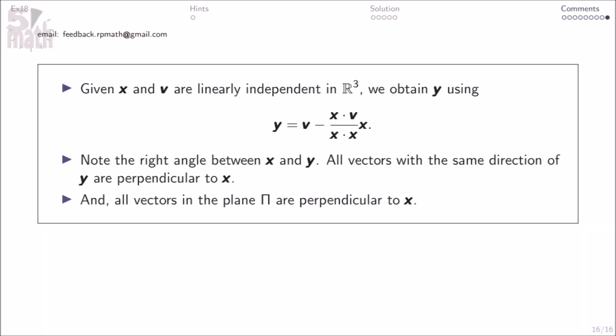Given x and v are linearly independent in R3, we obtain y using y equals v minus (x dot v over x dot x) x. Note the right angle between x and y. All vectors with the same direction of y are perpendicular to x, and all vectors in the plane π are perpendicular to x.